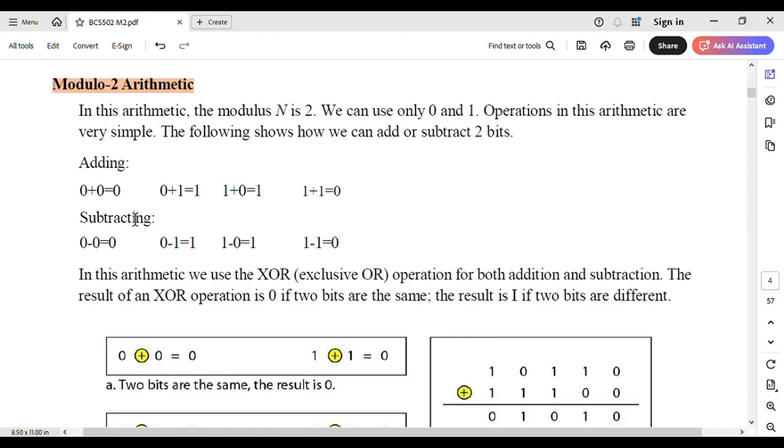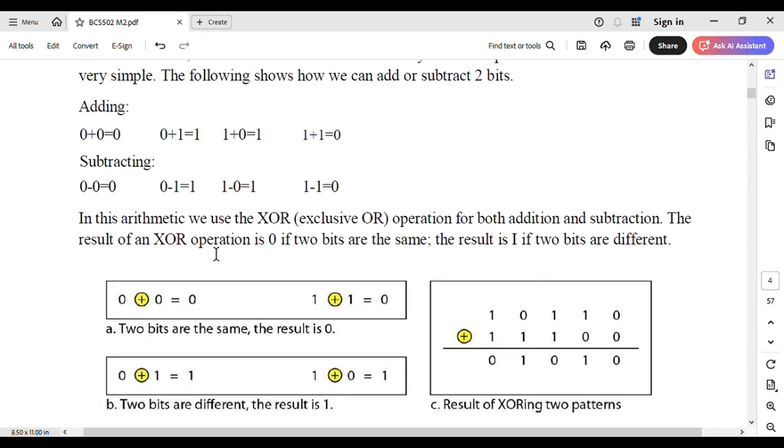We use two bits: 0 plus 0 is 0, 0 plus 1 is 1, 1 plus 1 is 0, 1 plus 0 is 1. Similarly for subtraction: 0 minus 0 is 0, 0 minus 1 is 1, 1 minus 0 is 1, 1 minus 1 is 0. There is no difference between addition of binary bits and subtraction of binary bits, they are almost the same. Here we have only positive integers. There is no concept of negative integers.